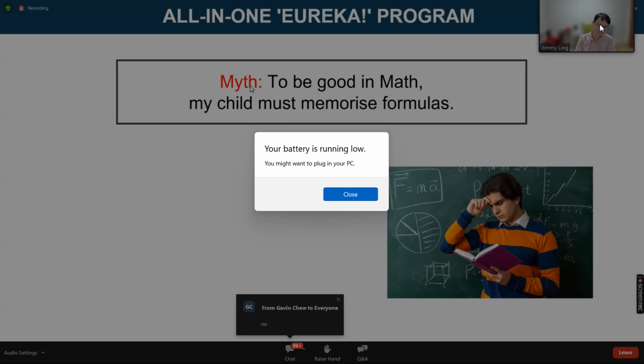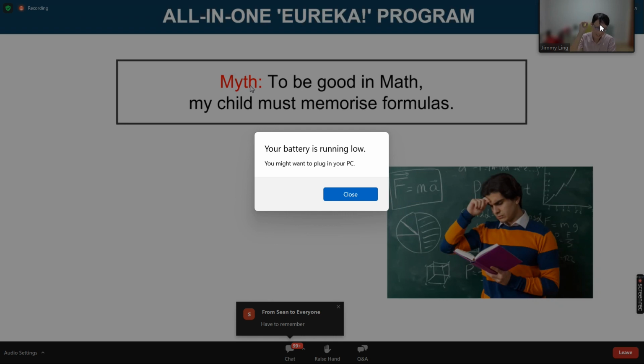But actually in maths, it's very, very important to memorize formulas. Especially what sort of formulas are we talking about? Can you recall? Area and perimeter. We have area of triangles, area of circles, circumference of circle. If your child still cannot memorize those formulas by now, wow, jialat lah. You make sure your child goes and copies down the formula at least 100 times and memorizes them.